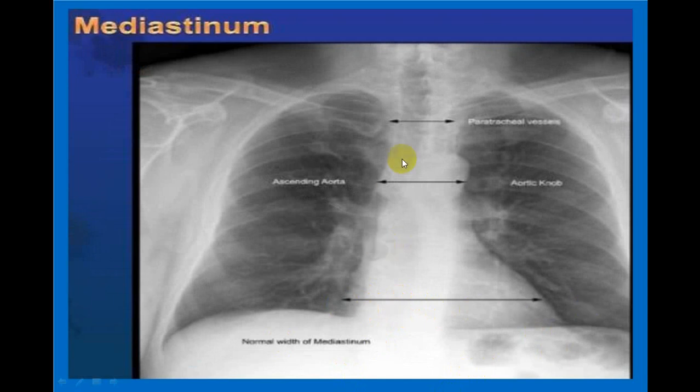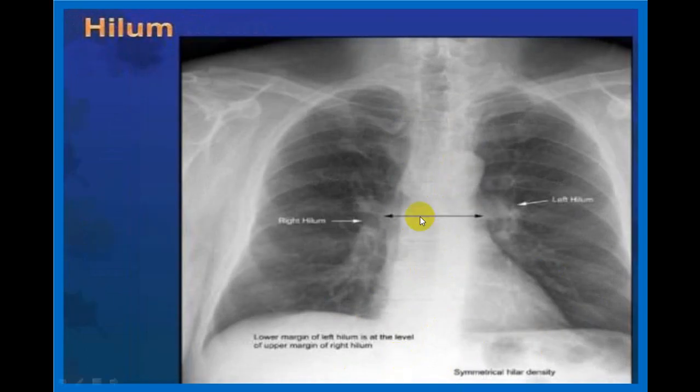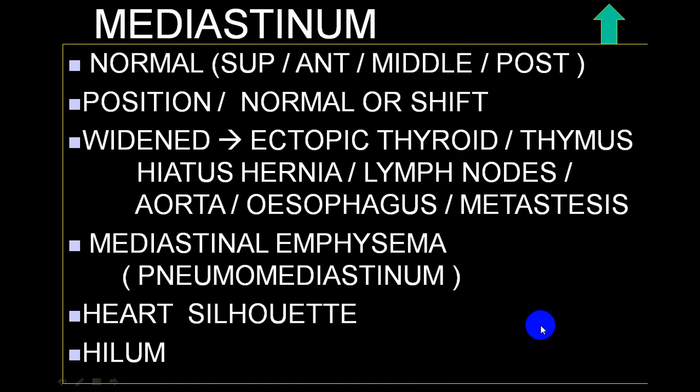So these are the different portions. This is the heart size. This is the arch of the aorta, ascending aorta portion, and this is the aortic knob. And then you get the descending aorta portion. This is the paratracheal areas. So this is what you see in a mediastinum. So again, this is the right hilum. The right hilum is also a little lower as compared to the left hilum. So you look at the hilum also.